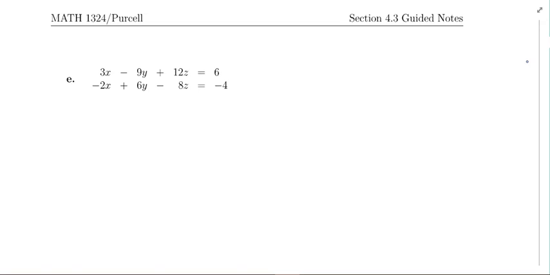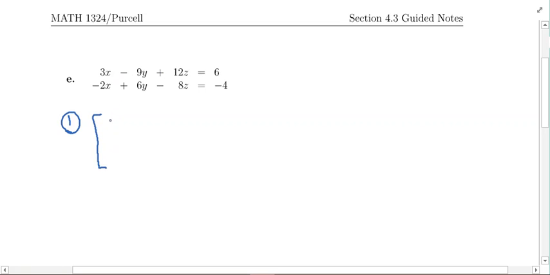So watch. First thing we're going to do is convert this to matrix form. For our very first matrix, you take the first equation, and that becomes the first row of the matrix. So you're going to have 3, -9, 12, draw your vertical bar, 6 on the other side. Then take your second equation and make that the second row. So we're going to have -2 in front of x, 6 in front of y, -8 in front of z, -4 on the other side of the equal sign.